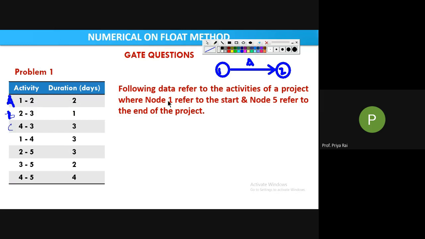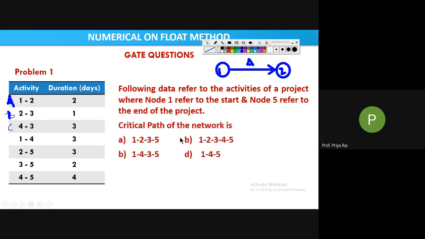Now they are asking to find the critical path. In GATE questions or any other competitive exams, you have less time to solve the problem. You have to solve it as quickly as possible. So in such cases, use your mind. If you start drawing the network diagram, it will take longer to solve this problem. So try to solve it in such a way that you get your answer as early as possible.